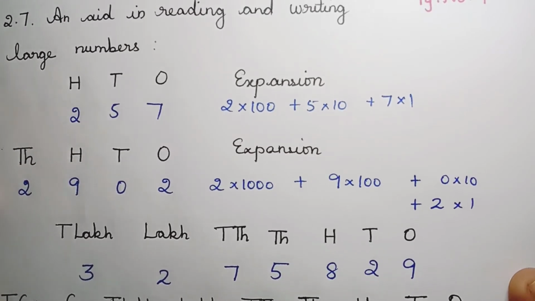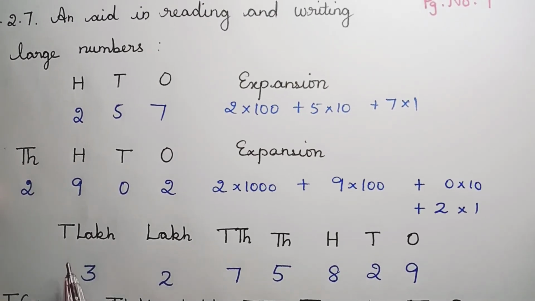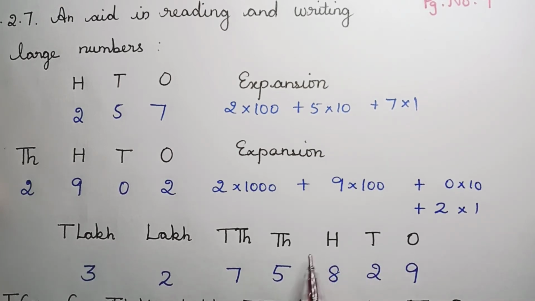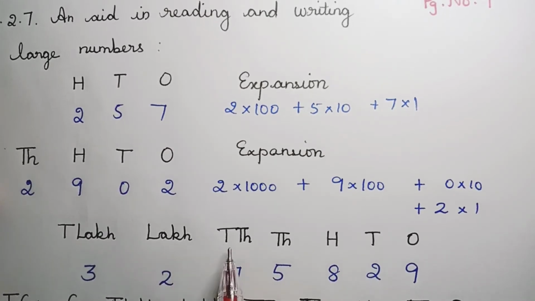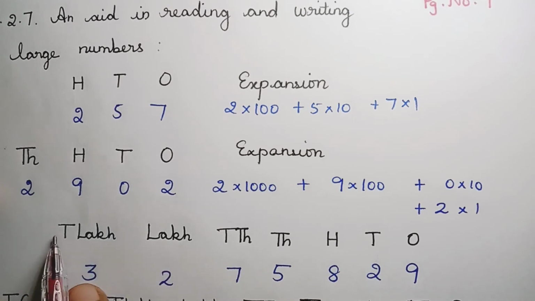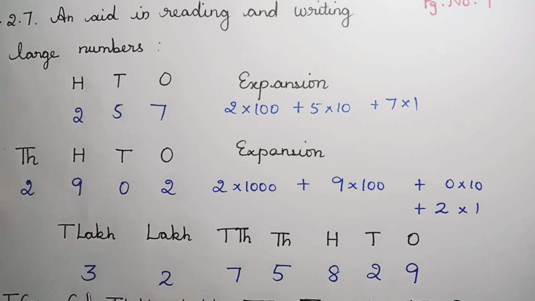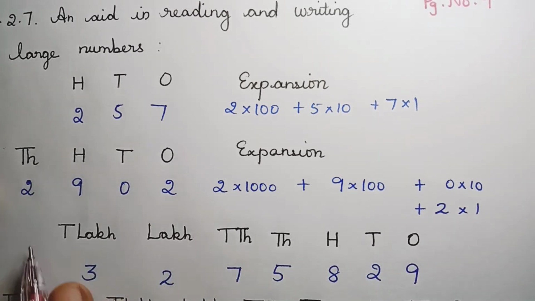So this is another bigger number with 10 lakhs. Okay. So a bigger number is given. How will you find out the value? So you have to write like this: ones, tens, hundreds, thousands. TTH means 10,000s. Okay. 10,000, lakh, 10 lakh. T lakh means 10 lakh. Okay. So how can you read this number? 32 lakhs, 75,829. Okay. So up to 10 lakhs, you know how to write these values.